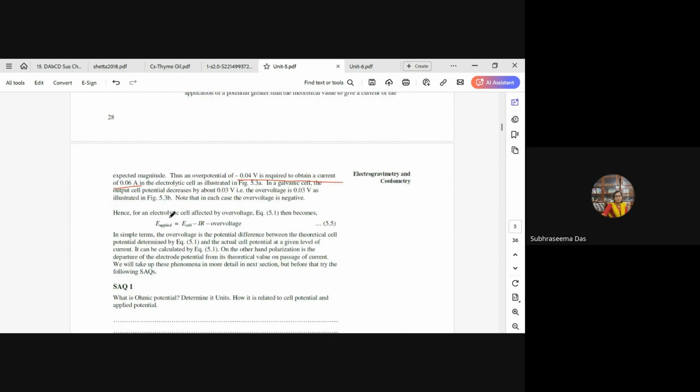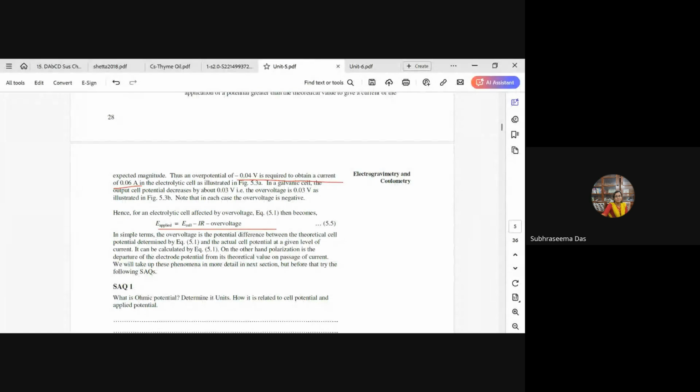Then, applying the overvoltage, equation 5.1 can be written as E applied equal to E cell minus the IR, that is the ohmic potential, minus the overvoltage value. So this is one simple way to calculate the applied potential for the current to flow through the circuit.